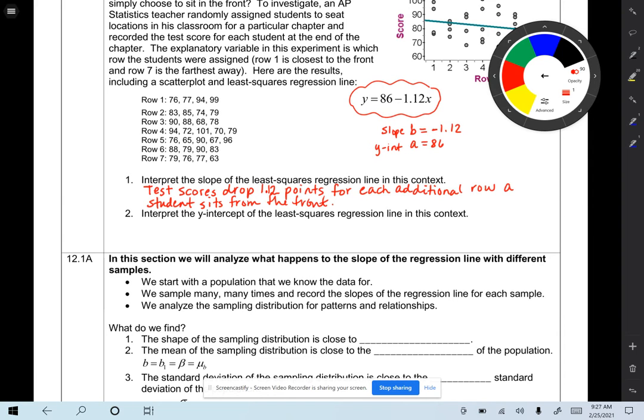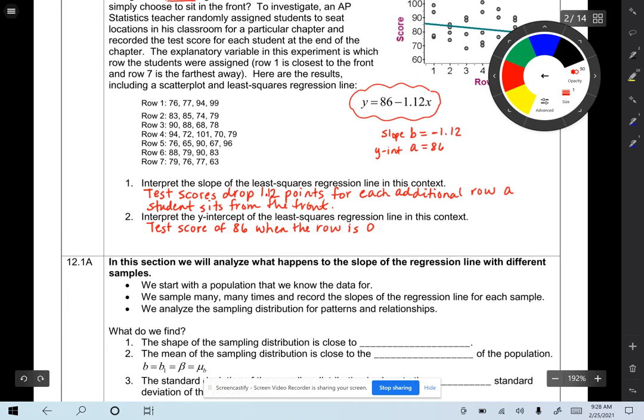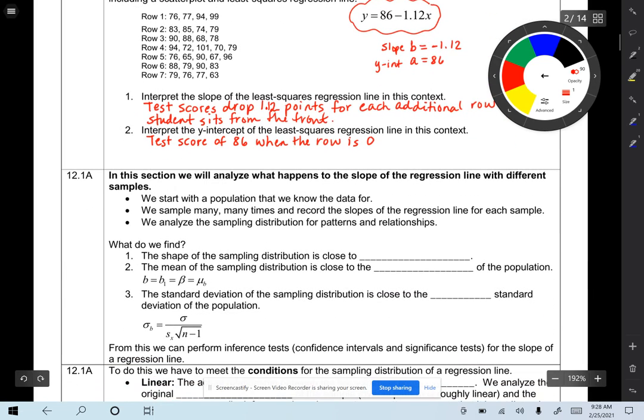Okay, interpret the y-intercept of the least squares regression line in this context. So the y-intercept, that 86, is the test score of 86 when the row is 0. Of course, this doesn't make sense because there is no row 0 in the context of this problem. However, if theoretically there was a row 0, you are not going to have any values higher than that score of 86. So that's just the interpretation of the y-intercept.